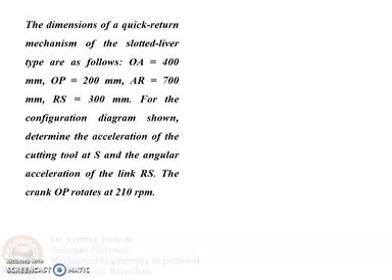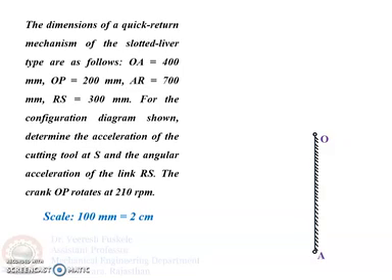So in order to draw the configuration diagram, we take a suitable scale such as 100 mm is represented by 2 cm. So to start with drawing the configuration diagram, we first draw a vertical line OA, which will be representing our fixed link or the frame. From point O, we draw a line at an angle of 120 degrees, which will be representing our crank OP of 200 mm. Take it to the proper scale. On this P, the slider will be pivoted.